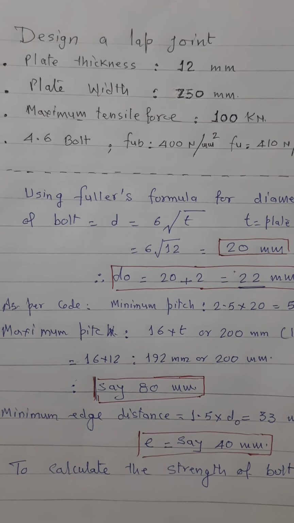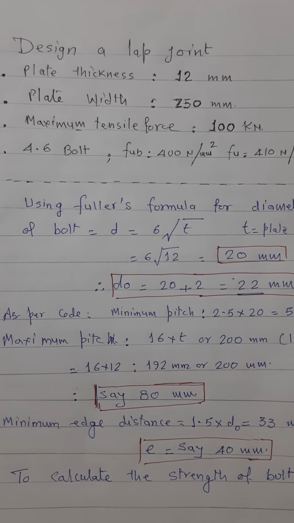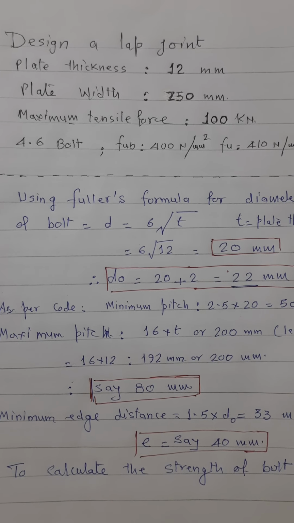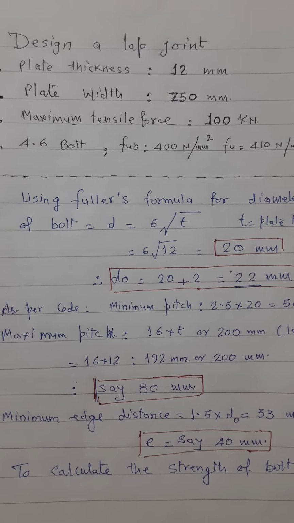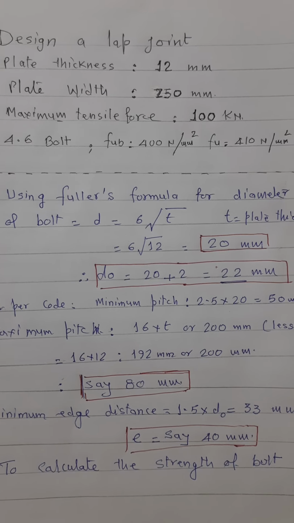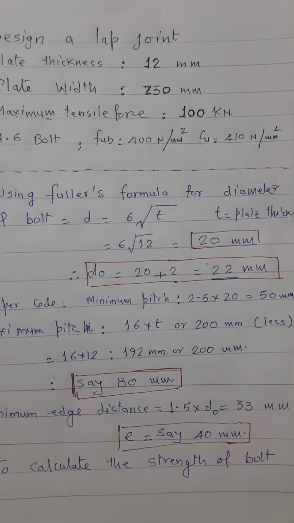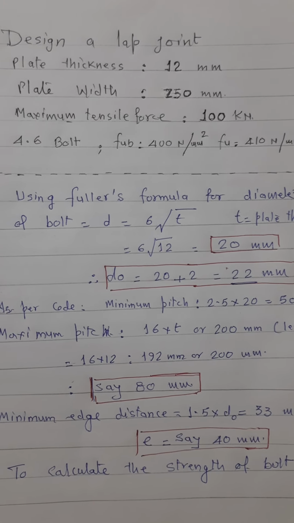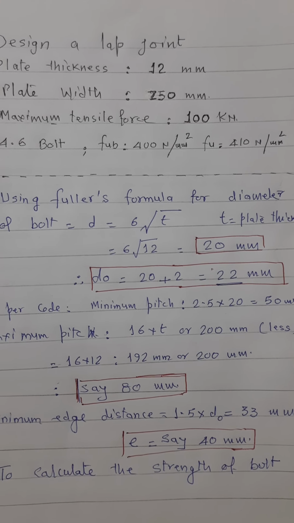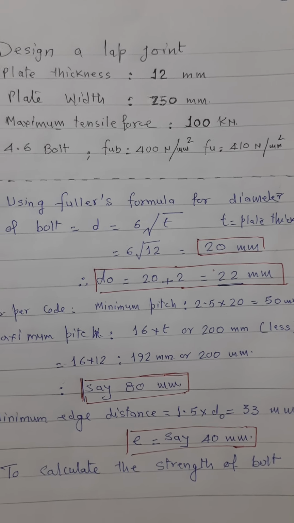Hi, today we are designing a lap joint. What are the parameters which are given? Plate thickness 12 mm, plate width 250 mm, maximum tensile force that is 100 mm, 4.6 bolts, FUB 400 and FU 410 Newton per mm square.